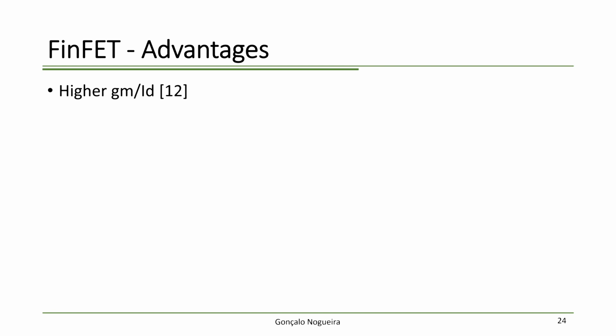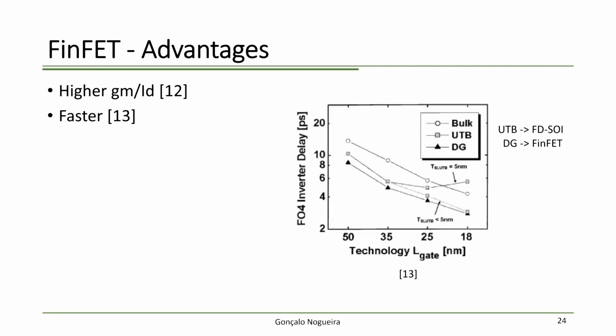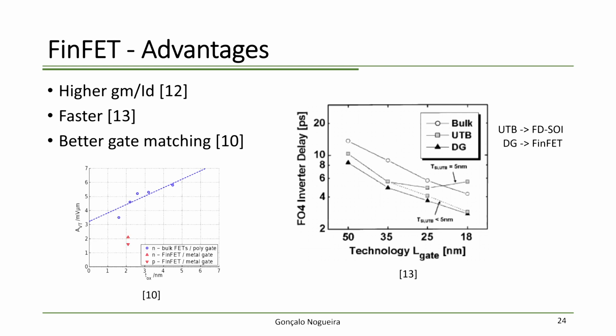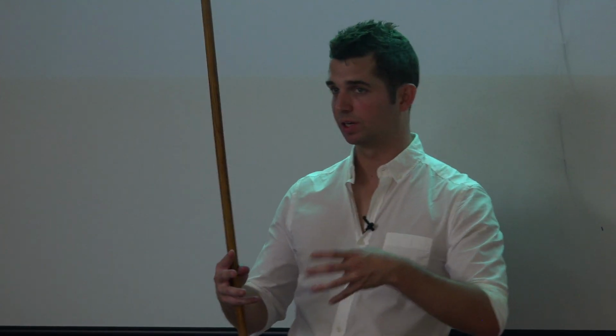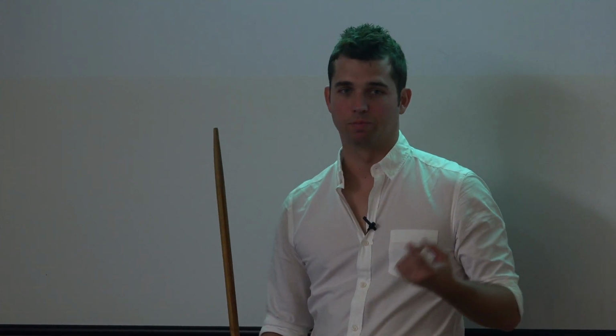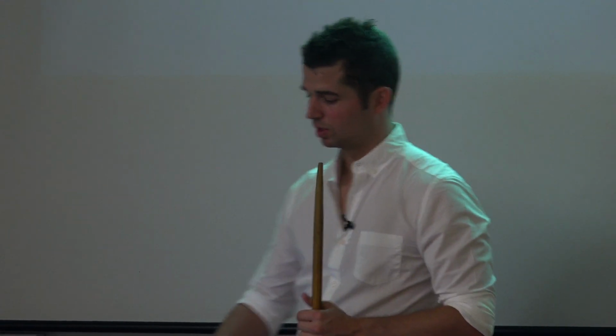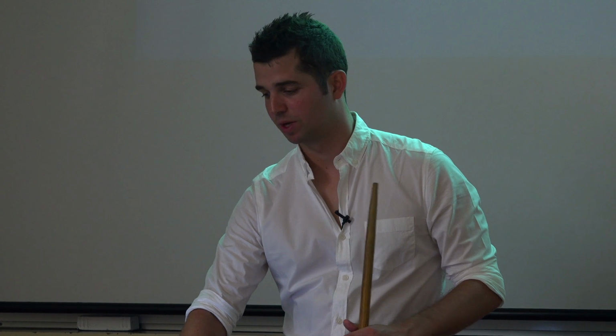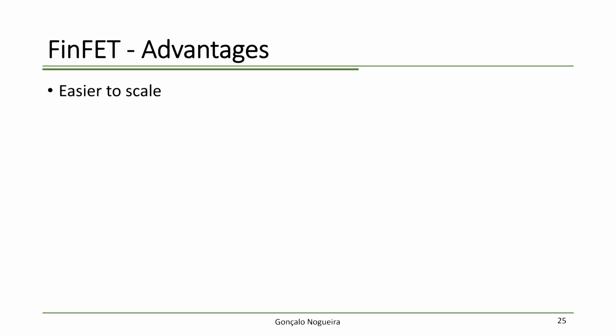You have a higher gm over ID. It's also faster in digital terms, and it has a better gate matching due to the fact that the channel is undoped. In these technologies, the channel is so small that you end up having one atom of impurity there. So it's undoped, and as such it has better gate matching. So this is easier to scale.